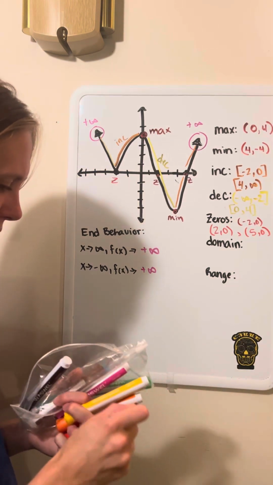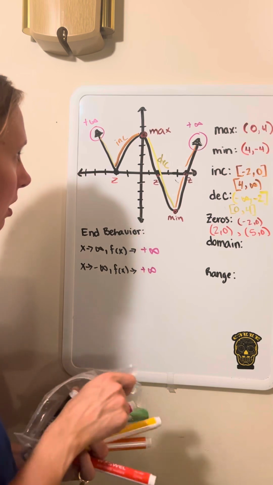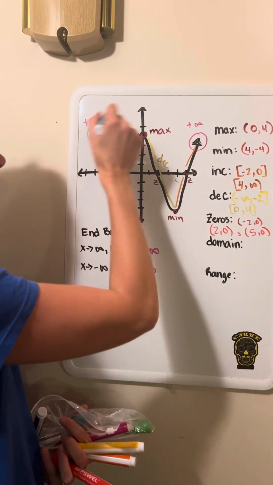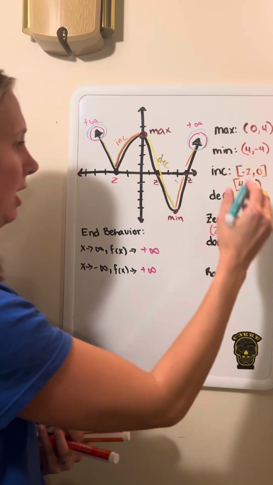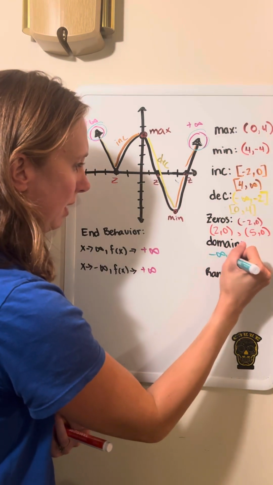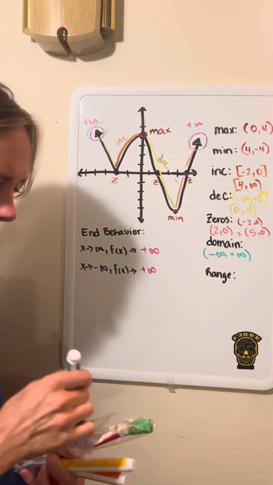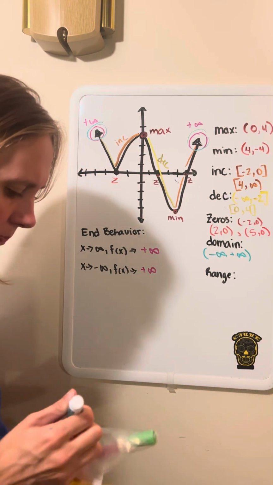All right, domain is all possible x values. So I have arrows on both sides, which means that my domain goes from negative infinity to positive infinity. It's pretty easy there. Remember, parentheses, because you can't touch infinity.